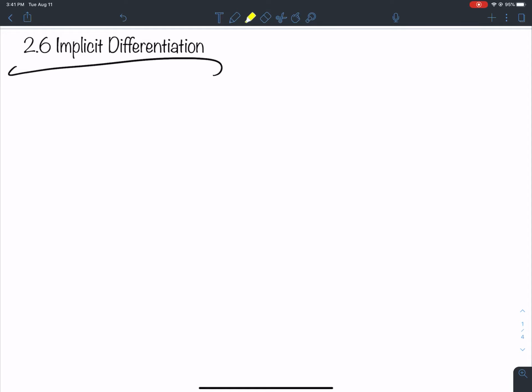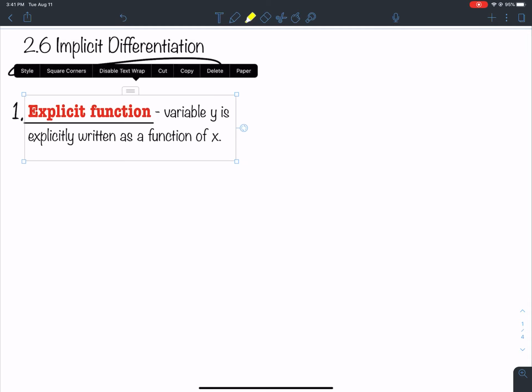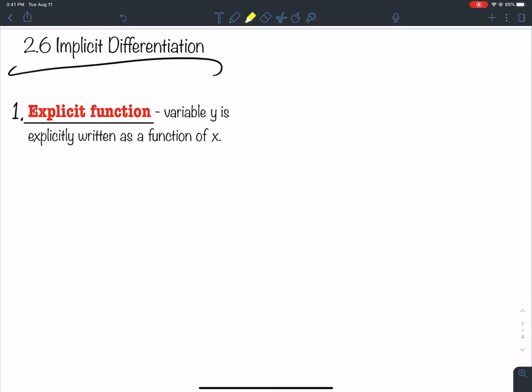All right, so implicit differentiation, okay? So first, before we talk about implicit, we need to talk about explicit. An explicit function is one where a variable y is explicitly written as a function of x. This is what we're used to. We're used to seeing something like y equals f of x, where it's some function of x. So maybe like y equals 1 divided by x. Basically, with an explicit function, I'm able to solve for y pretty easily, okay?